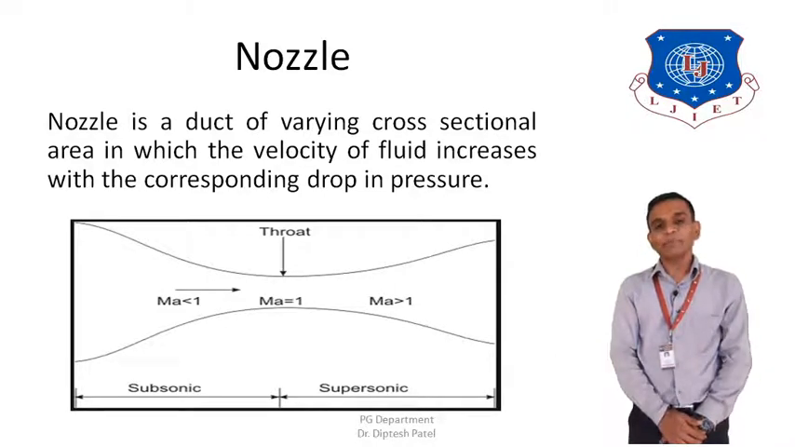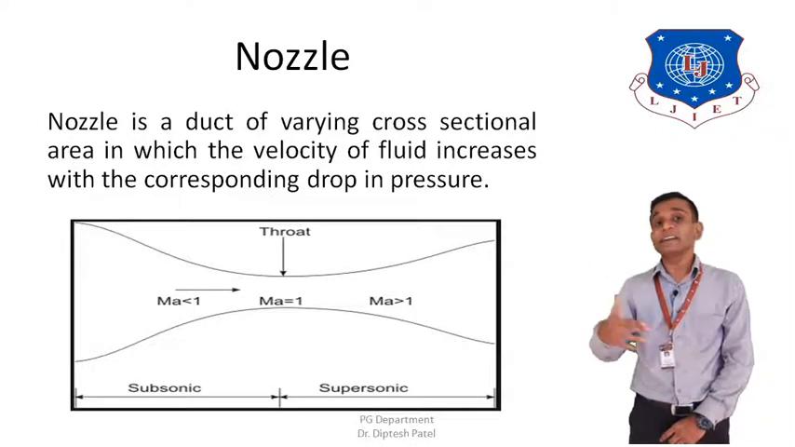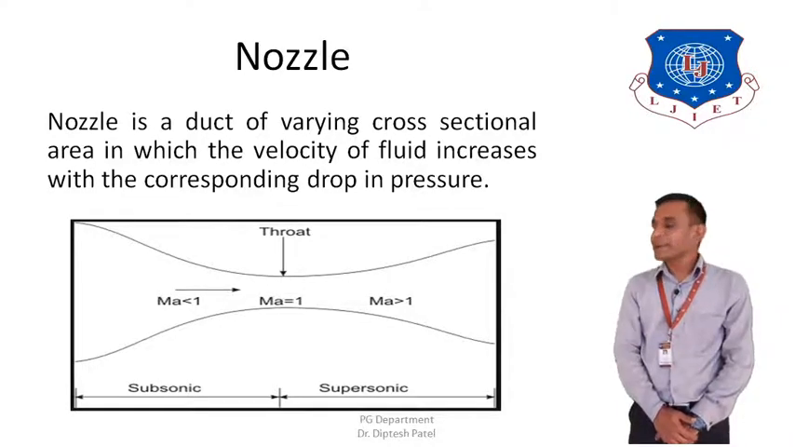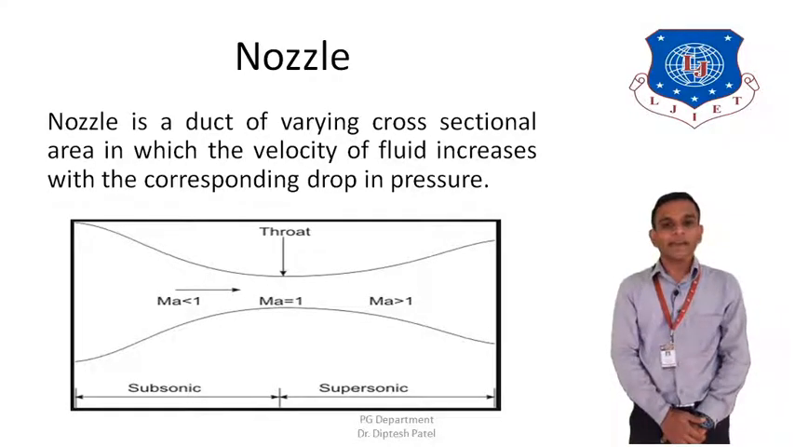A nozzle is nothing but a closed duct of a different cross sectional area, which is either decreasing or increasing, and that has a wide effect on the different fluid parameters such as velocity and pressure. In short, the function of a nozzle is to increase the velocity and to reduce the pressure.